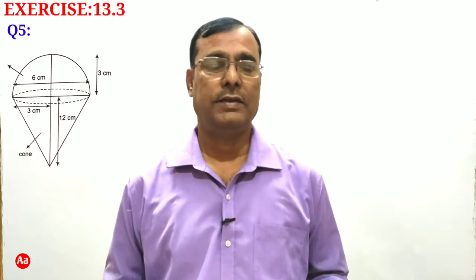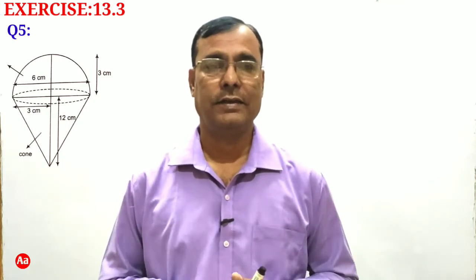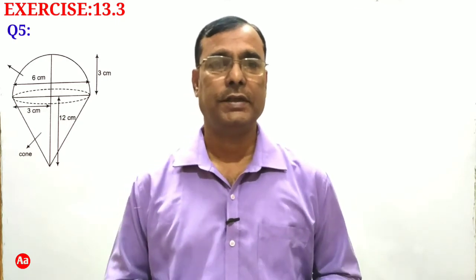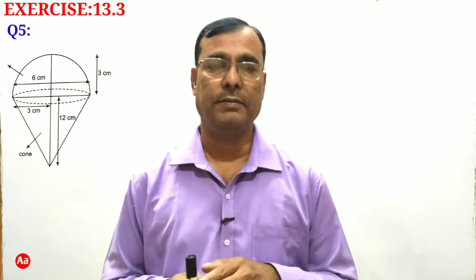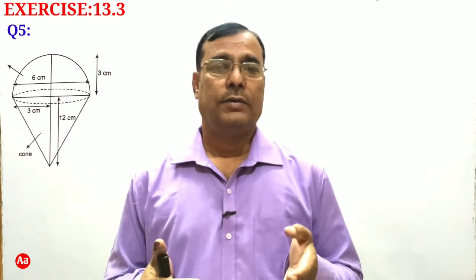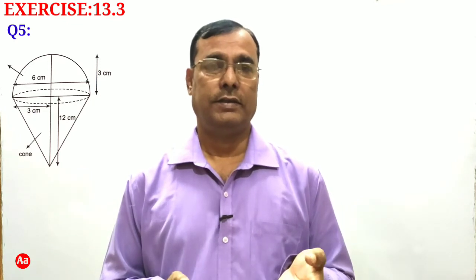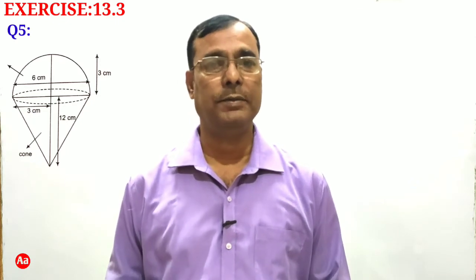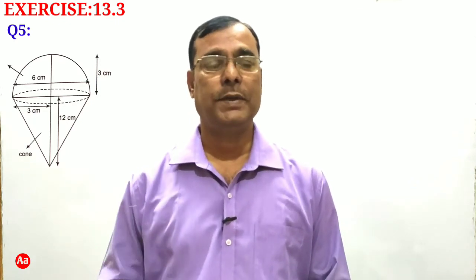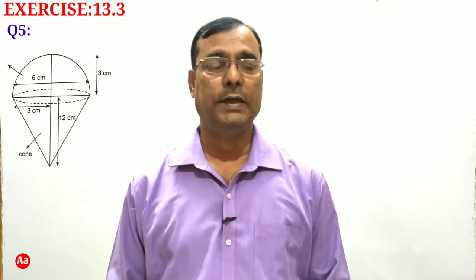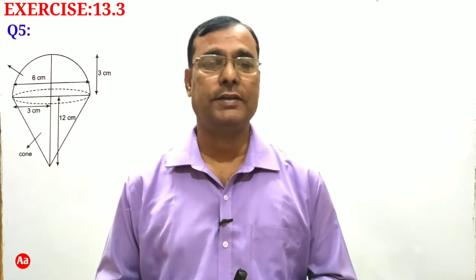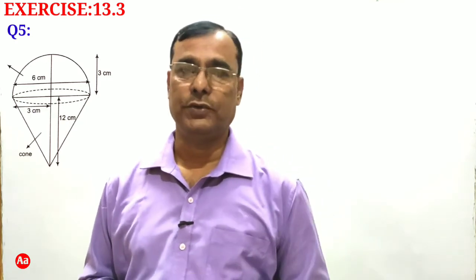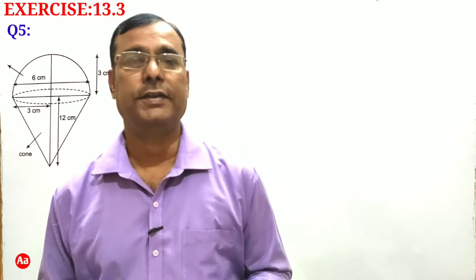There is a right circular cylindrical container of height 15 centimeter and diameter 12 centimeter, and this container is full of ice cream. This ice cream, which is filled in the cylindrical container, is to be filled into ice cream cones of the given dimensions with the hemispherical top. We have to find in how many such ice cream cones this ice cream filled in the container can be filled up. So we are going to find the number of ice cream cones.